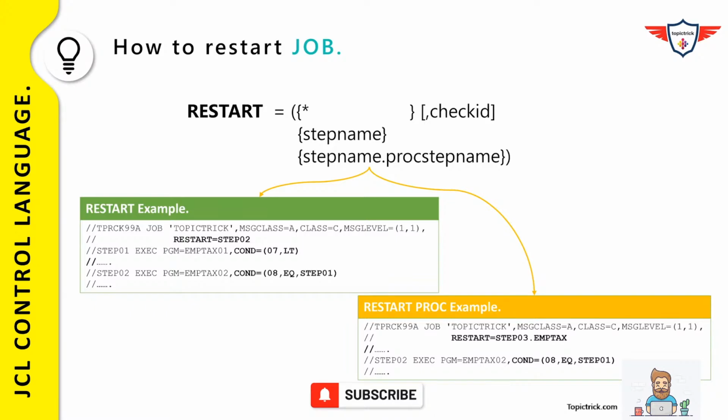Second one is step name, and in case you want to restart your job from a specific step, then you have to specify the step name. And third one is to specify the step which is included in a proc. So for example, you're using a catalog procedure and your job fails in any of the steps included in the catalog procedure. So you can use stepname.procstepname to specify the step within the proc from where the JCL should be restarted. And finally, the last one is check ID. It is generally used to specify the name of the checkpoint at which the system should restart the execution.